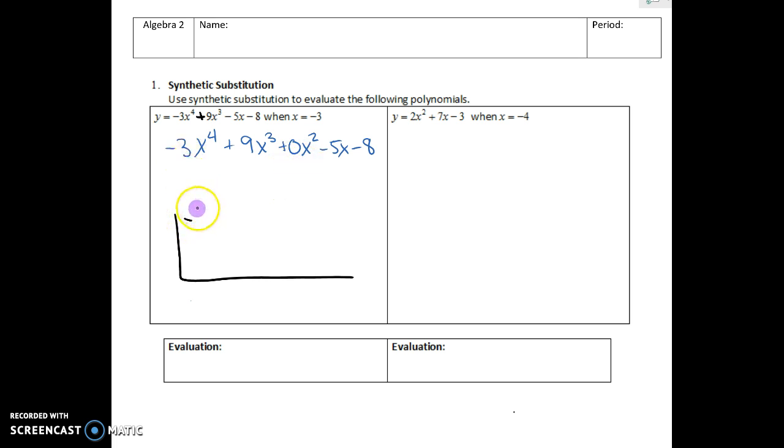So what we're going to do is we're going to copy all of these numbers, -3, 9, 0, -5, -8. And the value I want you guys to use is -3. So your first step is to drag that number all the way down. I draw the arrow so I don't accidentally put the result right here. So now I'm just going to go ahead and go through. -3 times -3 is +9. 9 plus 9, sorry, is 18.